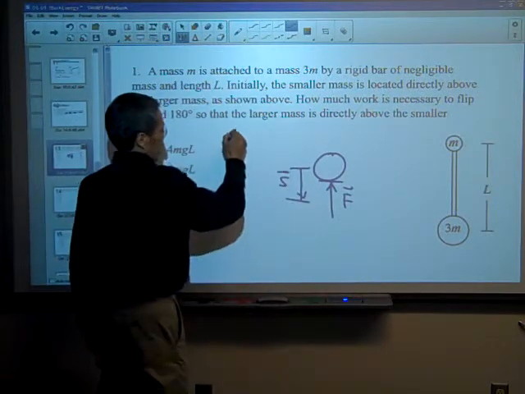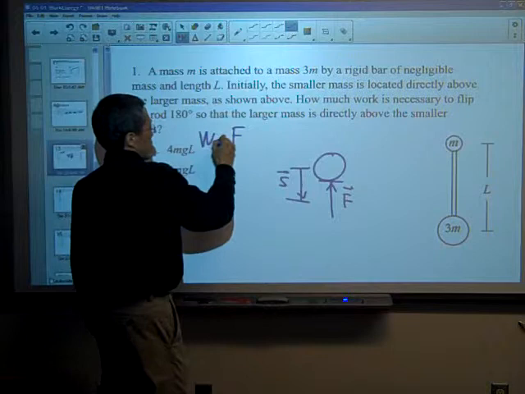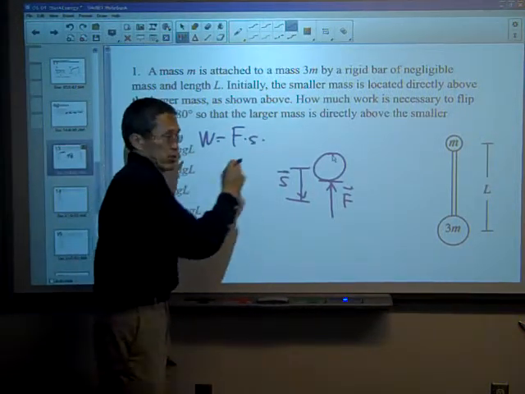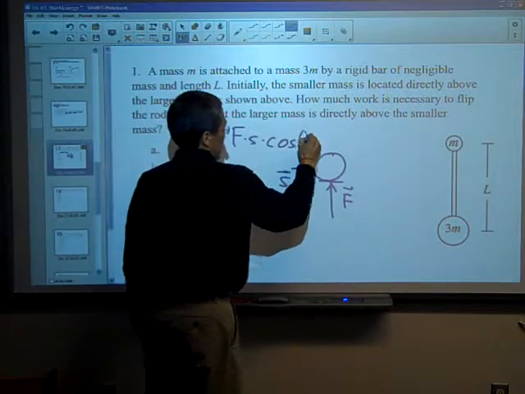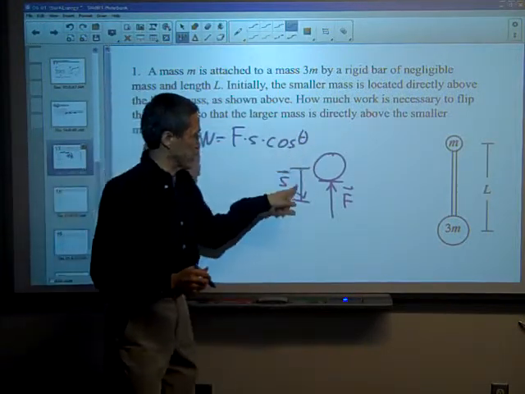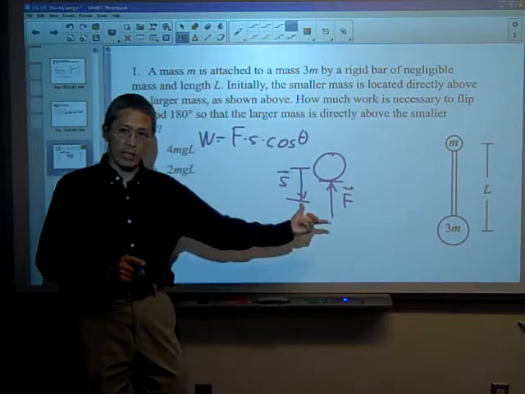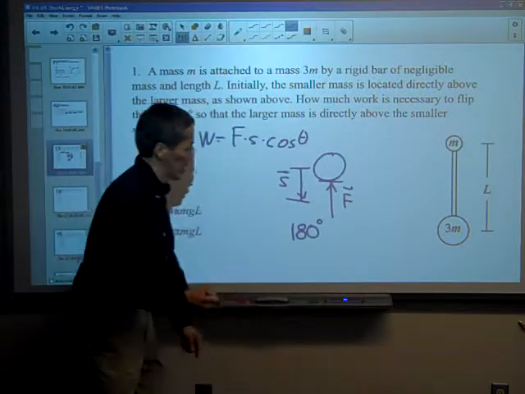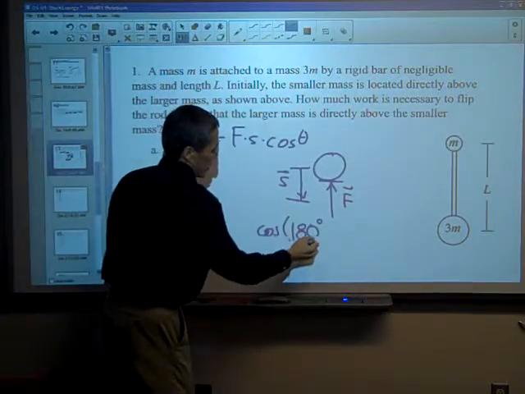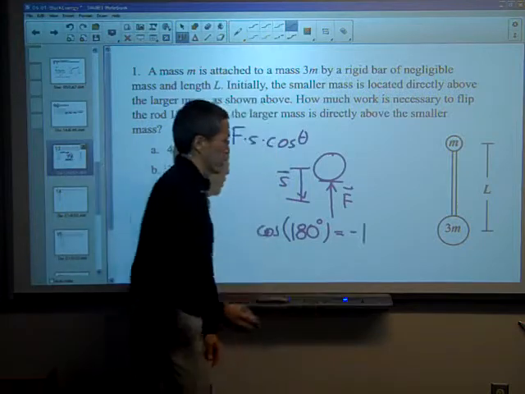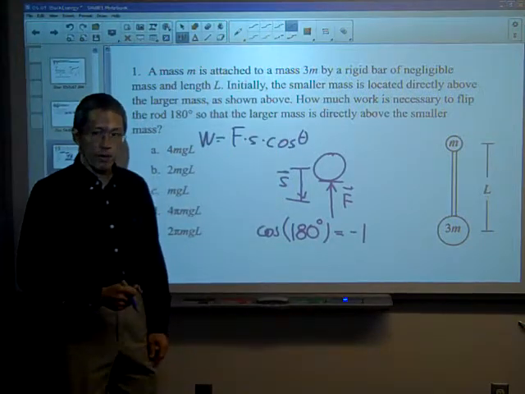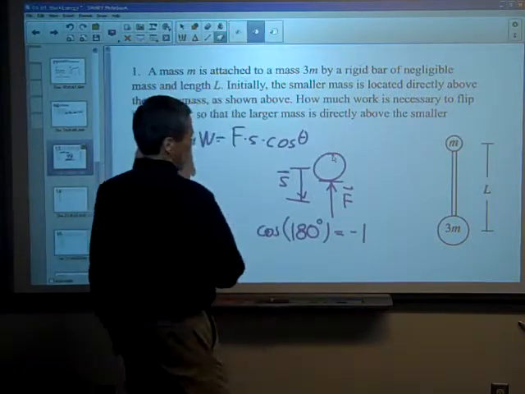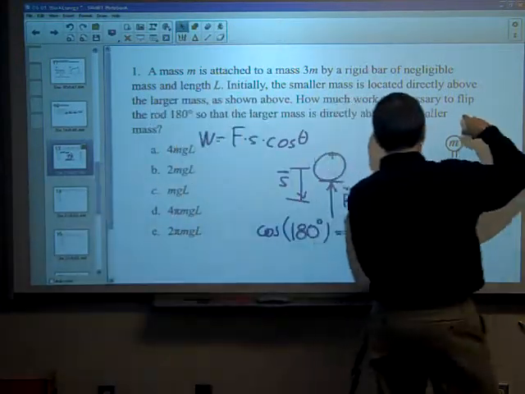And if we look at the equation, work is force times the displacement times cosine theta, right? If we think about this, what's the theta between my force and my displacement in this case? Well, the angle there is 180 degrees, and the cosine of 180 degrees is -1. So that concept of negative work is very important, and that's when we come to this problem right here.